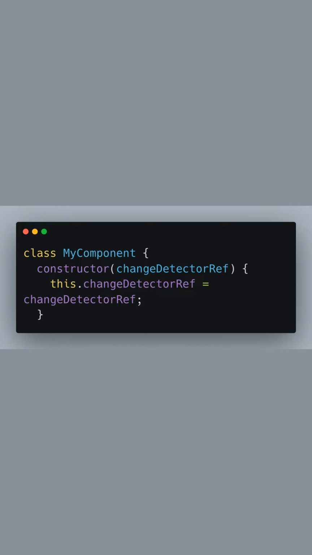The constructor takes ChangeDetectorRef as a parameter, which is a reference to the change detector responsible for this component. It stores this reference in a property on the class, so it can be accessed later for detaching and attaching the change detector as needed.